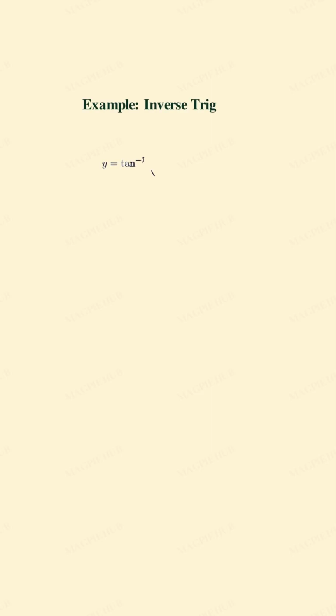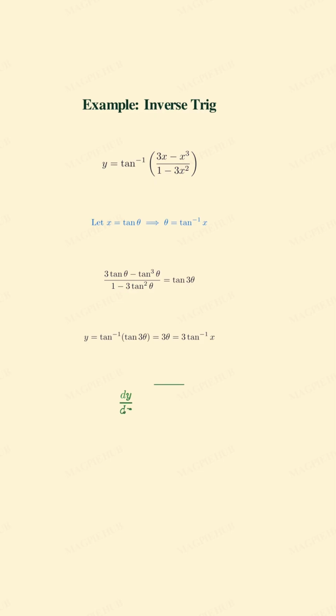Example. Differentiate y equals tan inverse of 3x minus x cubed over 1 minus 3x squared. This looks complex, but there's a trick. Substitute x equals tan theta. Then the expression inside becomes 3 tan theta minus tan cubed theta over 1 minus 3 tan squared theta, which is exactly the triple angle formula for tan 3 theta. So y equals tan inverse of tan 3 theta, which simplifies to 3 theta, that is 3 tan inverse x. Now differentiating is easy, dy by dx equals 3 over 1 plus x squared. This G-favorite trick simplifies dramatically using trig identities.